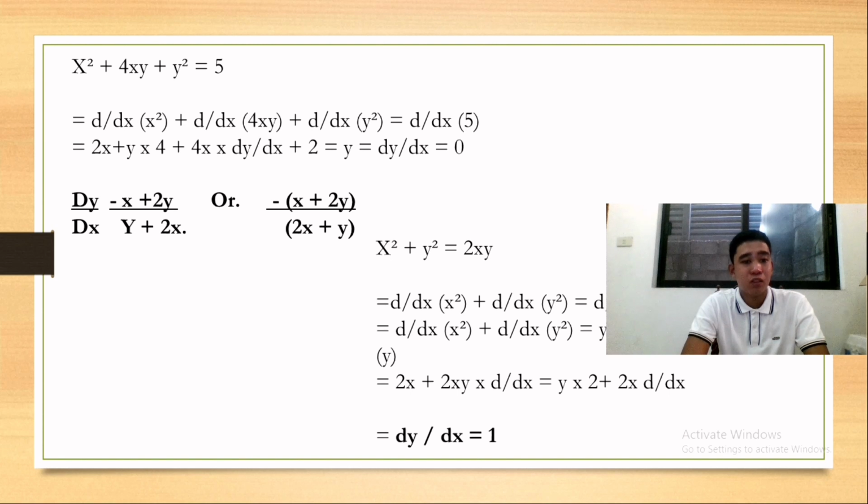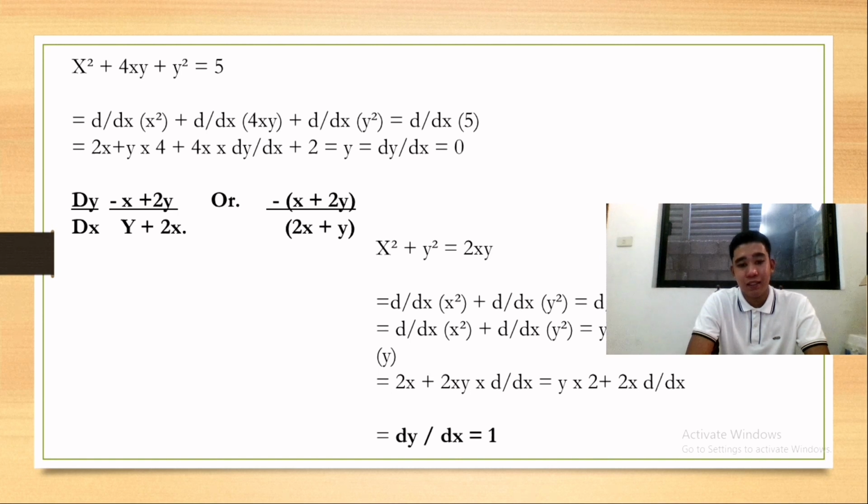Next example: x squared plus 4xy plus y squared equals 5. d/dx of x squared plus d/dx of 4xy plus d/dx of y squared equals d/dx of 5, which gives 2x plus y times 4 plus 4x times dy/dx plus 2y dy/dx equals 0. The answer will be dy/dx equals negative (x plus 2y) over (y plus 2x), or negative (x plus 2y) over (2x plus y).